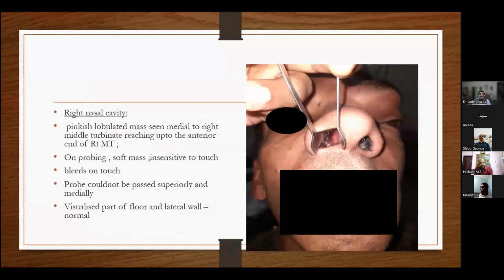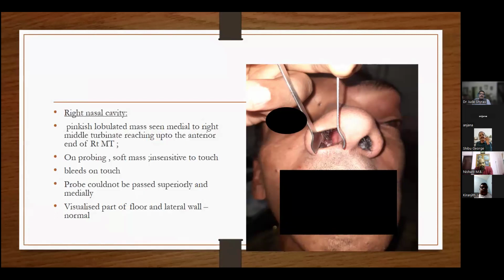In the right nasal cavity, there was again a pinkish lobulated mass seen medial to the right middle turbinate, reaching up to the anterior end of the right middle turbinate. On probing, it was a soft mass, insensitive to touch and bleeds on touch. A probe could not be passed superiorly and medially, and the visualized part of the floor and lateral wall was normal.